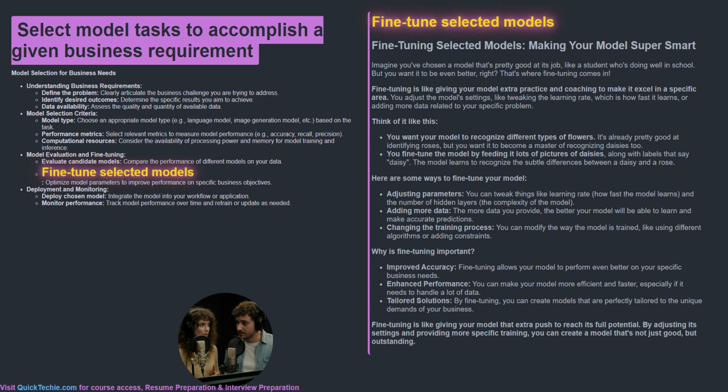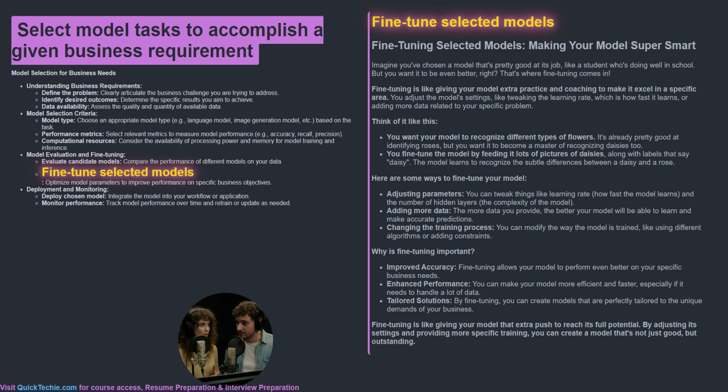Here are some ways to fine-tune your model. Adjusting parameters. You can tweak things like learning rate, how fast the model learns, and the number of hidden layers, the complexity of the model. Adding more data. The more data you provide, the better your model will be able to learn and make accurate predictions. Changing the training process. You can modify the way the model is trained, like using different algorithms or adding constraints.